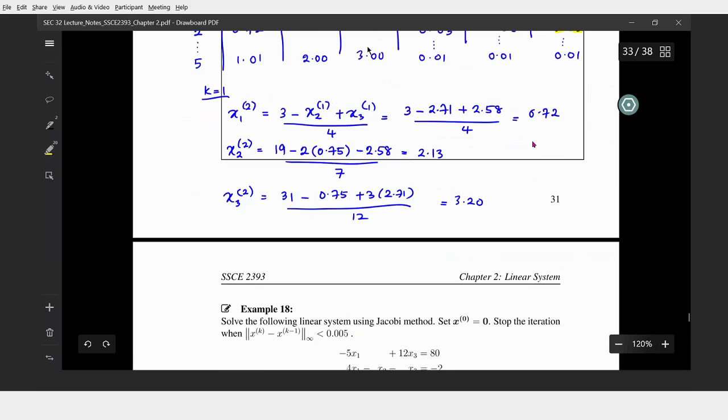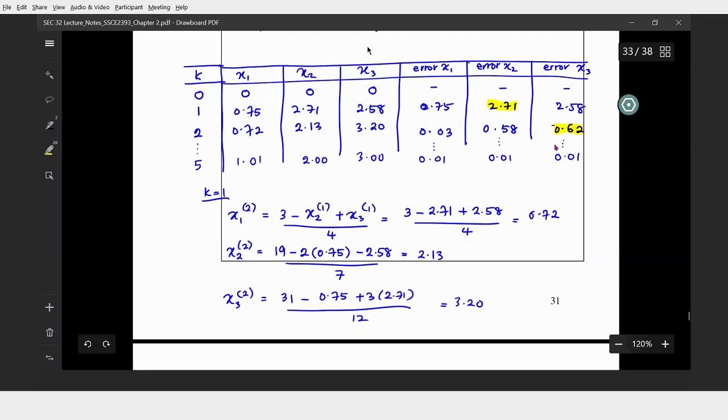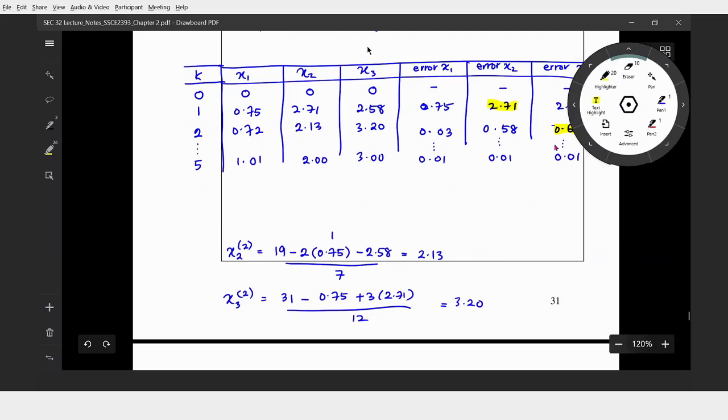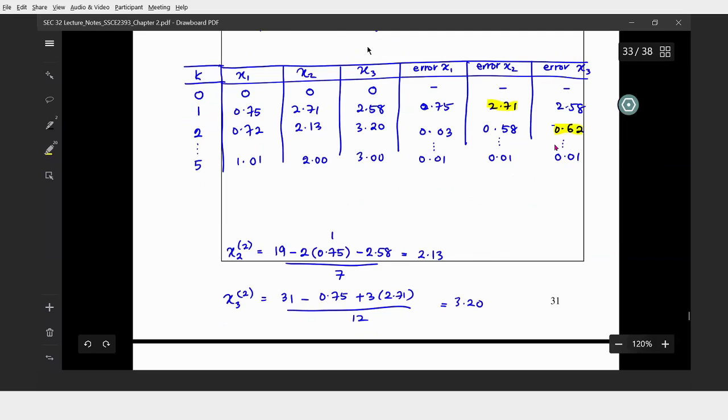I'm going to erase a bit here. So with that table, the maximum out of these 3 is 0.01. This is less than 0.05, so we can stop now.